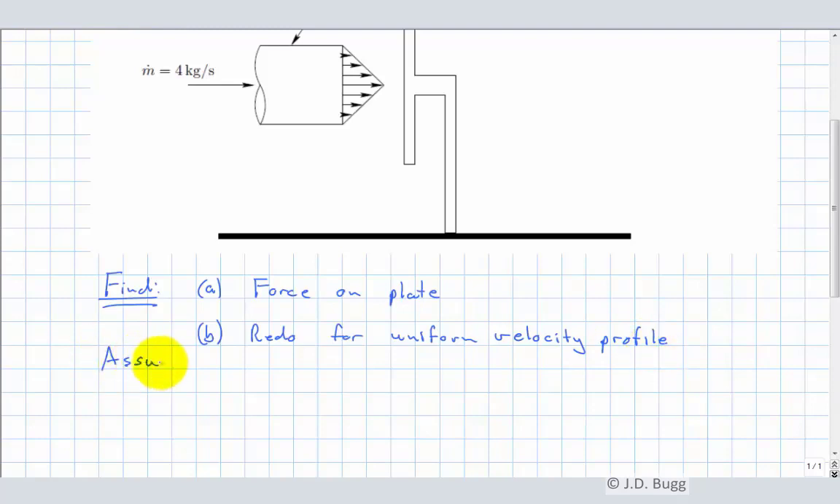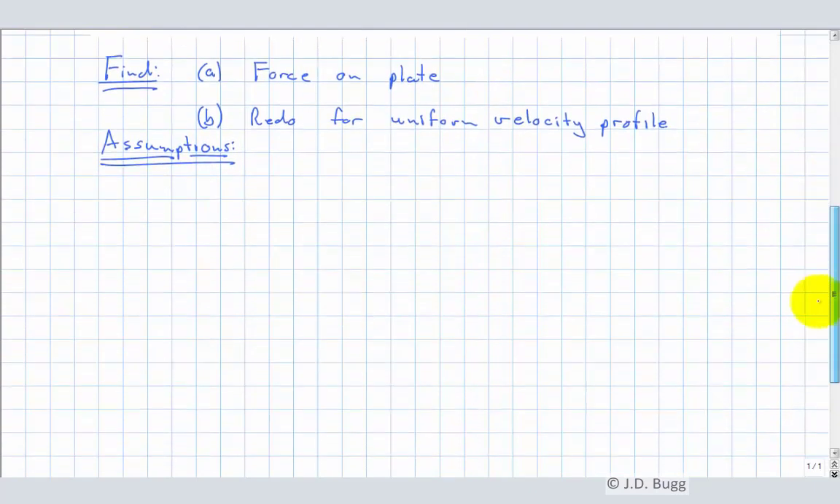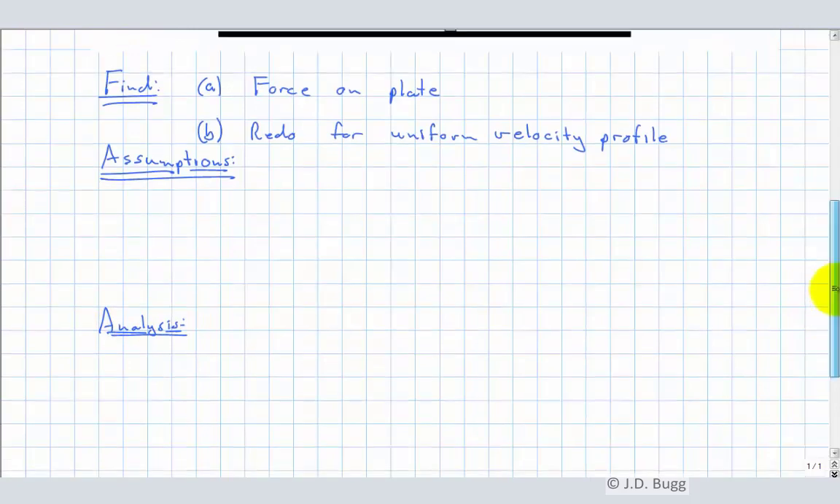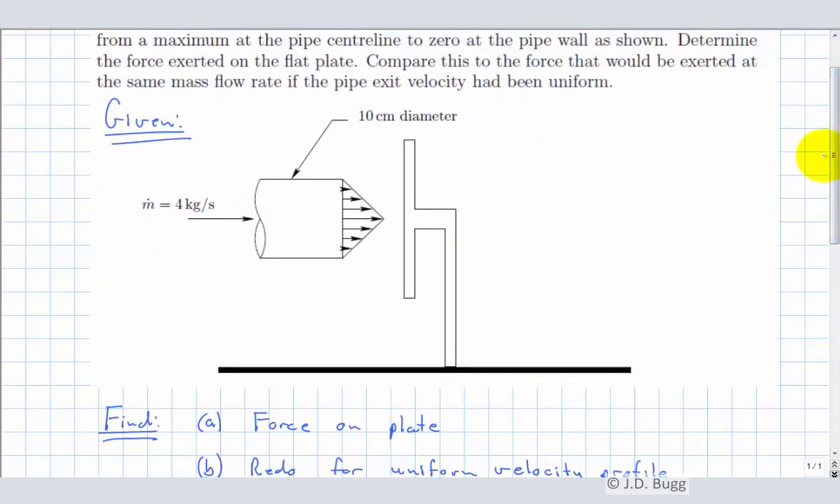Assumptions. Again, we'll leave that blank and fill it in as we make it. And our analysis. So back up to the diagram here to talk about the analysis. So we're trying to find a force in this problem. And it's obviously not a fluid statics problem, but we're trying to find a force. So we want to use conservation of linear momentum, because linear momentum talks about forces and the resulting change in momentum. So that's what we're going to do.